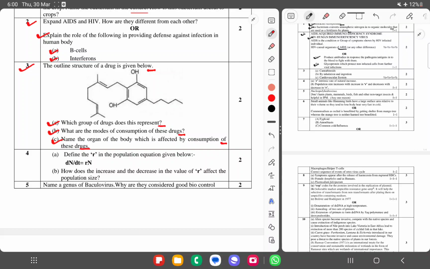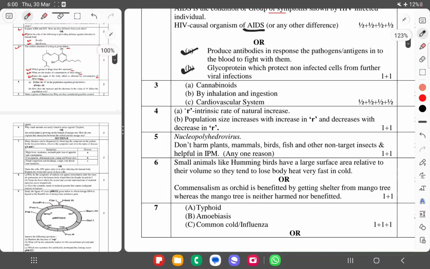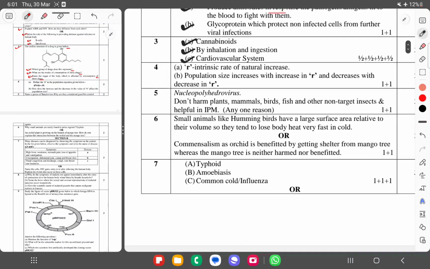ठीक है, इस ड्रग का नाम बताना है. फर्स्ट ऑफ ऑल थर्ड का देखते हैं. This is the cannabinoids. By inhalation and injection. इनहेलेशन से लिया जाता है या फिर इंजेक्शन से लिया जाता है और ये हमारे कार्डियोवास्कुलर सिस्टम को अफेक्ट करता है. चलिए नेक्स्ट वन, क्वेश्चन नंबर 4.